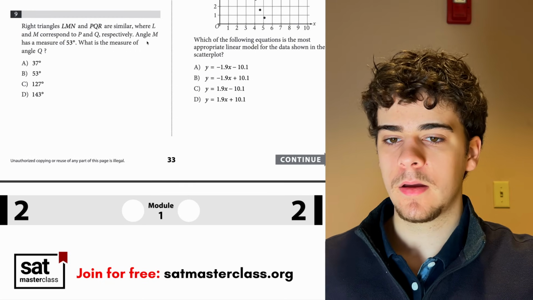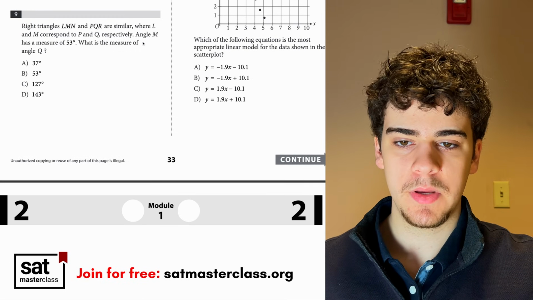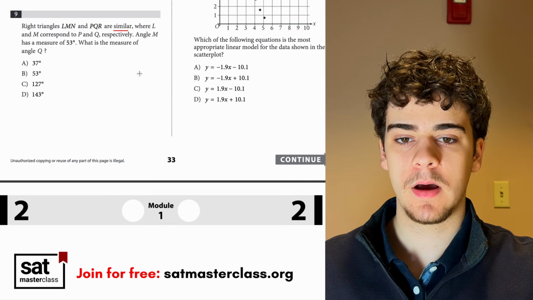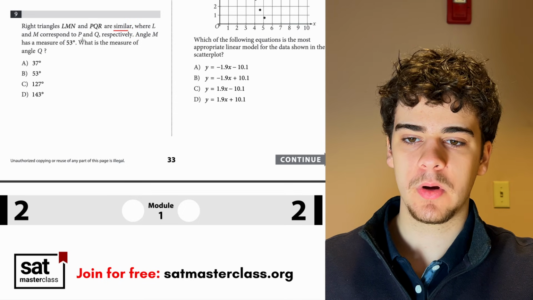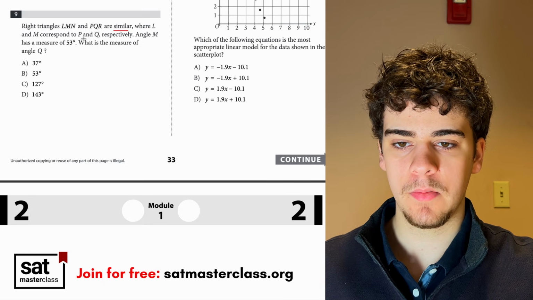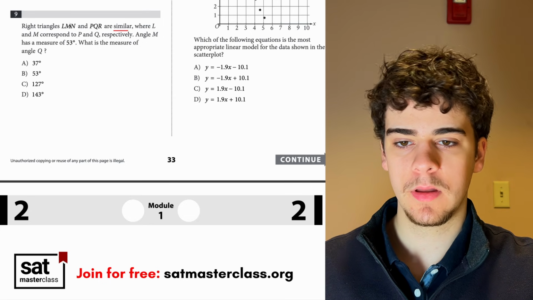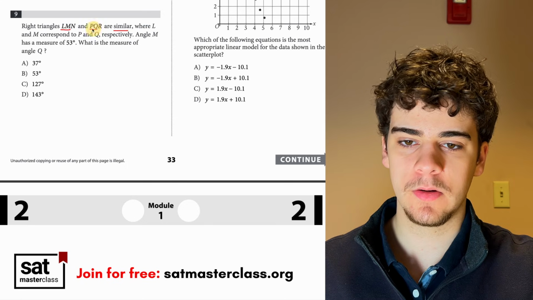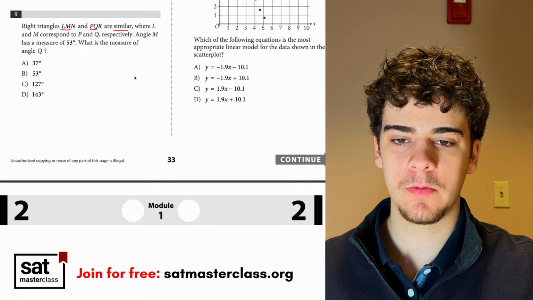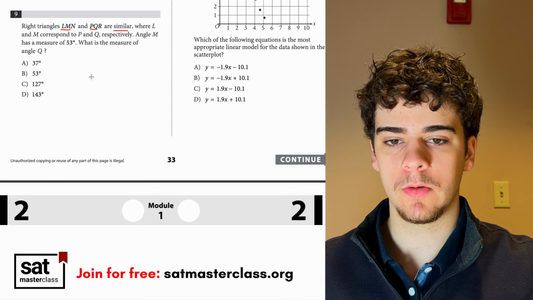Okay, question 9. Right triangles LMN and PQR are similar, meaning they have the same corresponding angles but not side lengths, where L and M correspond to P and Q respectively. So we have L and M corresponding to P and Q. That makes sense. Just visually, those are the first two of each. Angle M has a measure of 53 degrees. What is the measure of angle Q?